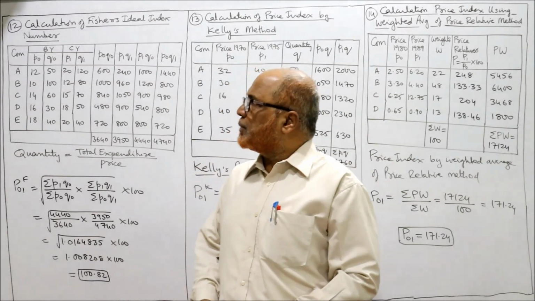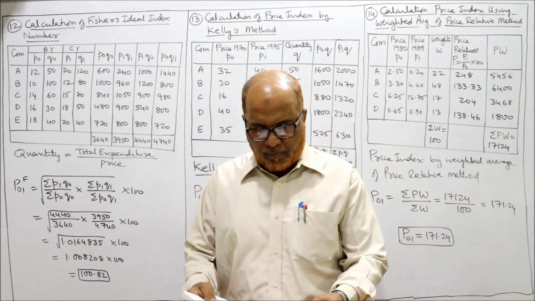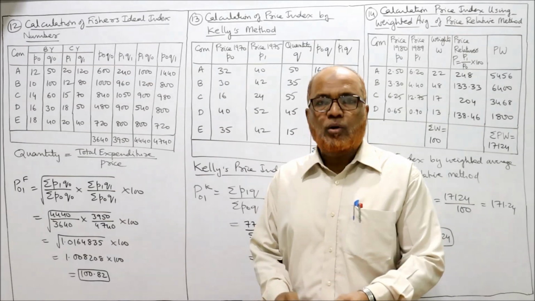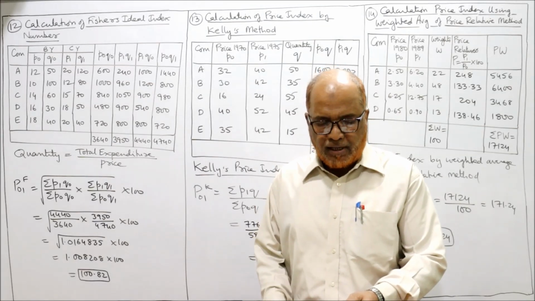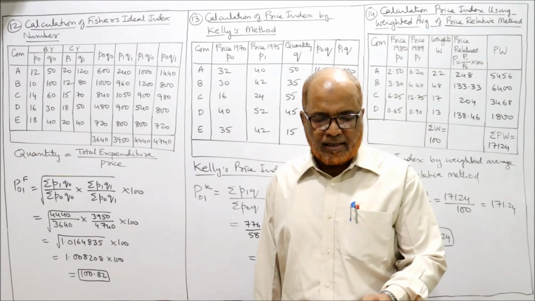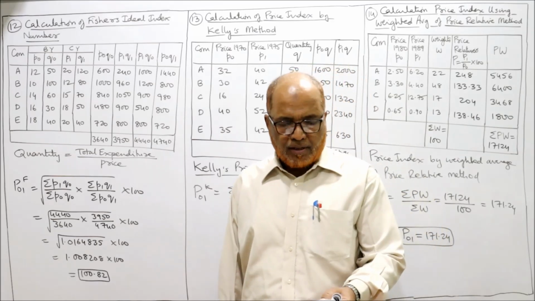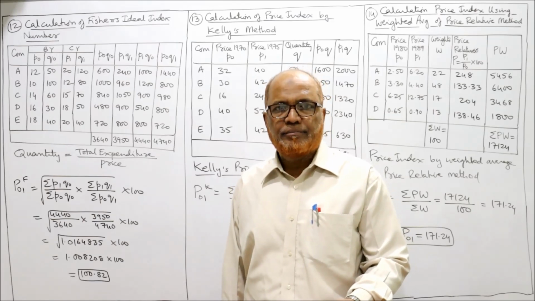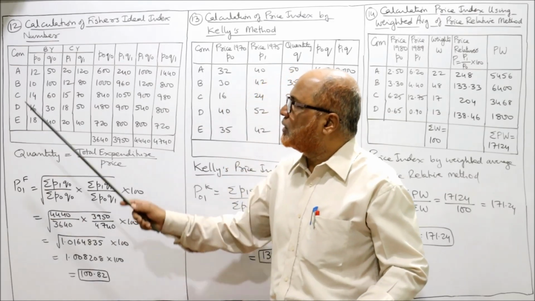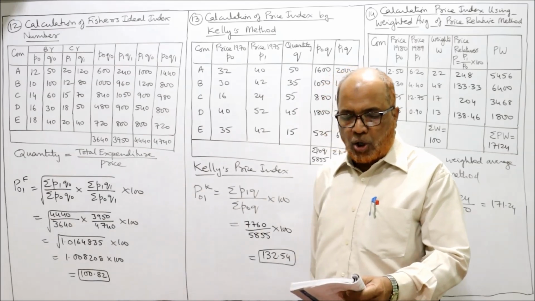Now we'll start the next problem, that is problem number 12. 11 problems so far we have completed. Now the 12th problem, see the problem carefully. Calculate Fisher's ideal index number for the following data. Again we have to calculate Fisher. Then commodities A, B, C, D, E. The 5 commodities are given.